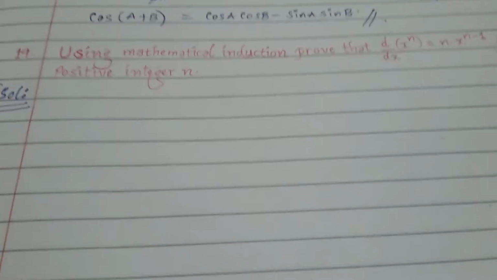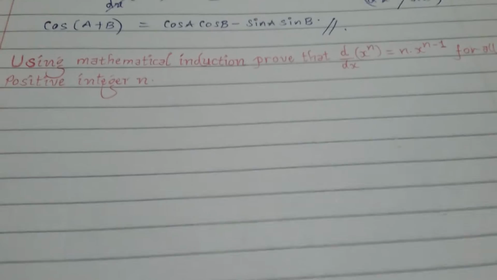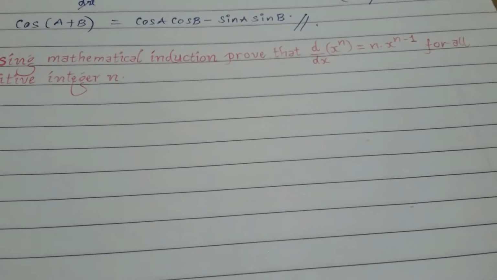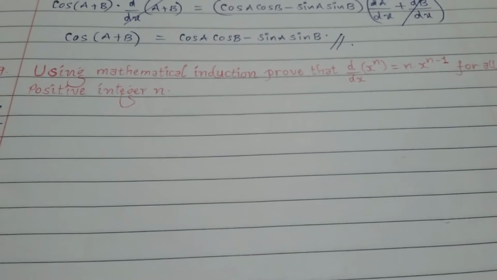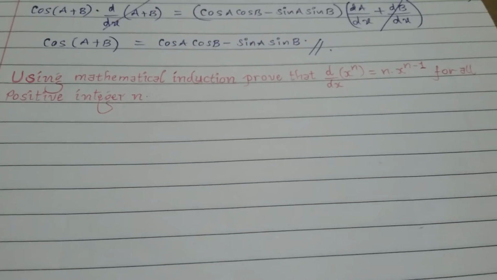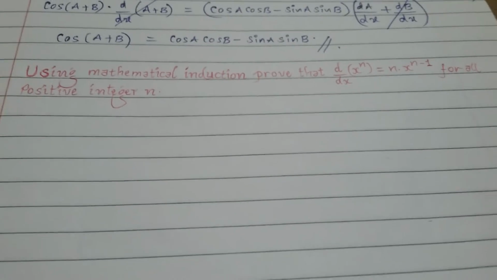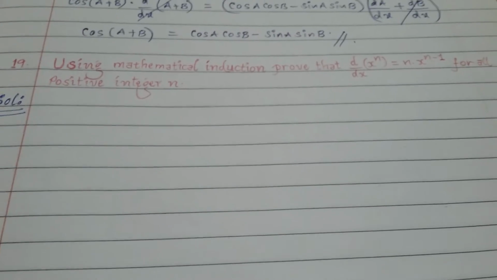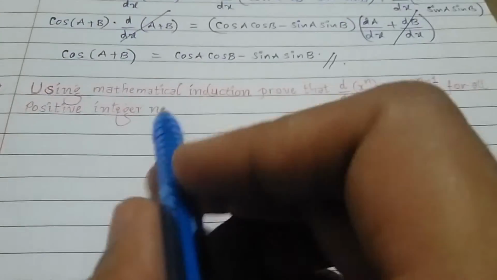Let us see 19th problem of this miscellaneous exercise, chapter number 5. Using mathematical induction, prove that d by dx of x power n is equal to n into x power n minus 1 for all positive integers n. Here in 11th standard we have learned regarding mathematical induction. By using mathematical induction we have to do this one.